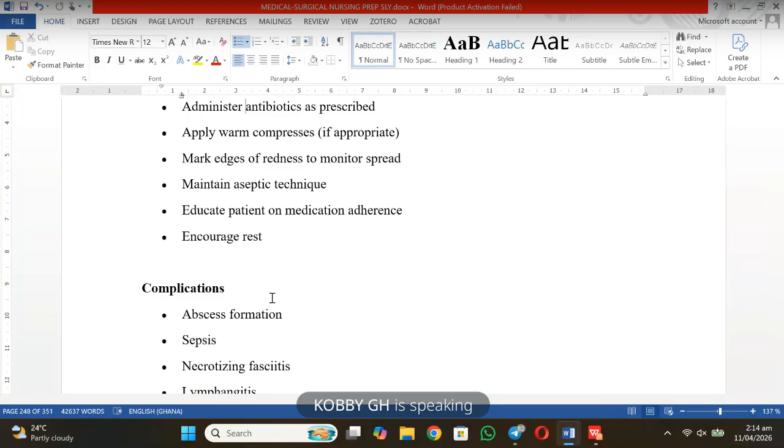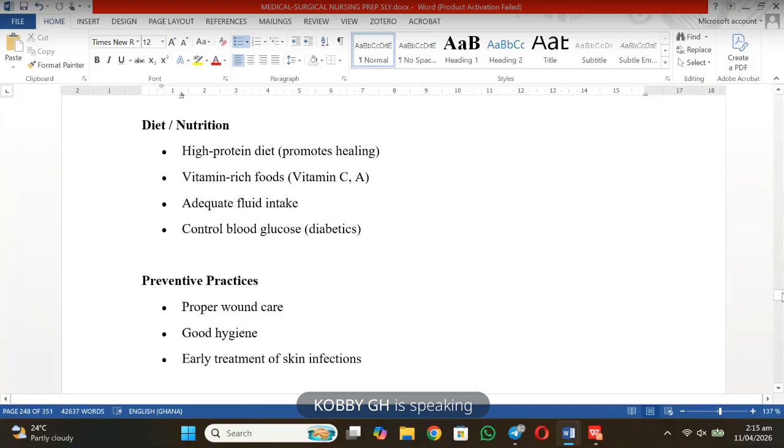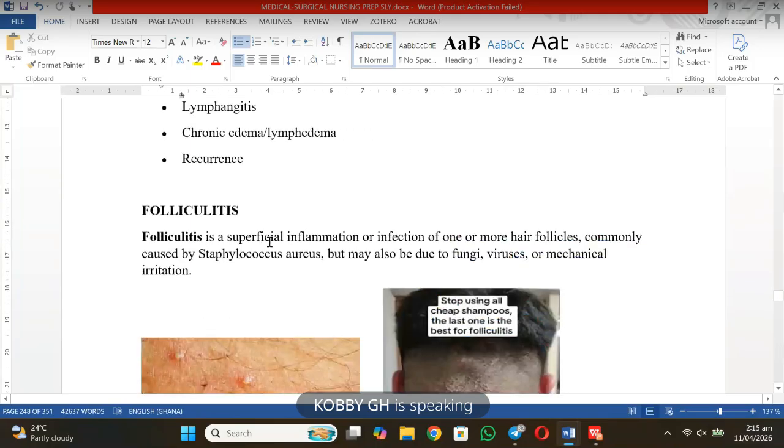Cellulitis, on the other hand, is usually an infection of the skin and subcutaneous tissue. Now, pharyngeal and carbuncle are infections of the subcutaneous tissue and hair follicles. But cellulitis involves the skin and subcutaneous tissues. The causative organisms are Streptococcus pyogenes and Staphylococcus aureus. So pay attention to the differences between the three. So we are moving on.